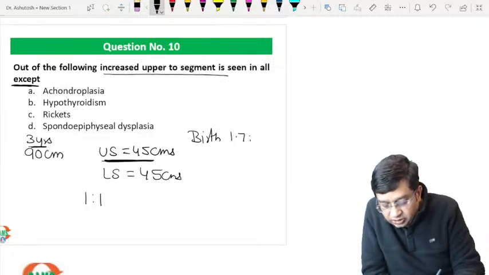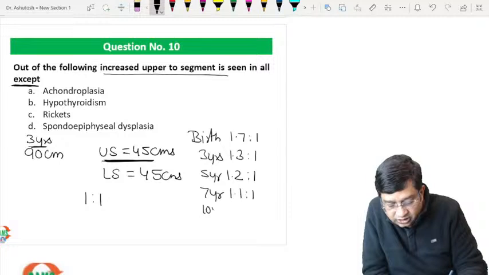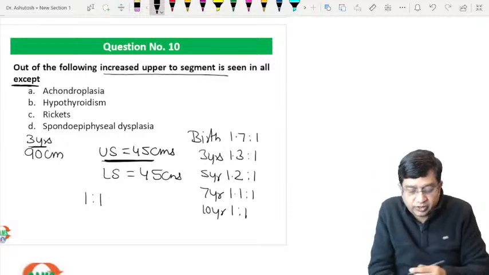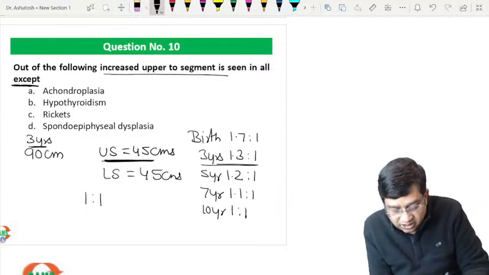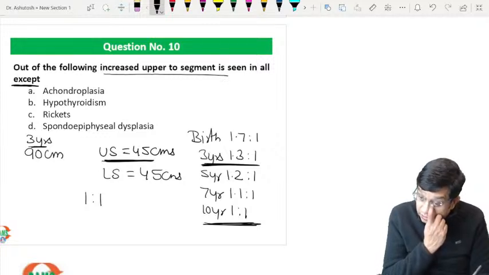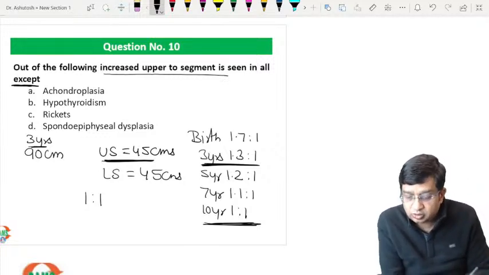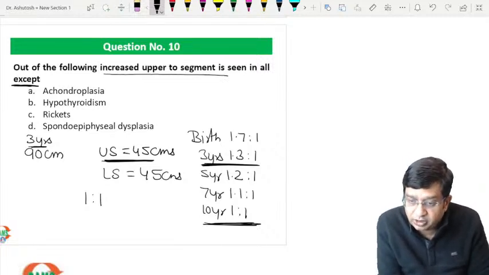बर्थ पे होता है 1.7:1. 3 years पे 1.3:1, 5 years पे 1.2:1, 7 years पे 1.1:1, 10 years पे 1:1. तो 3 years पे मिलना चाहिए था 1.3, राइट? एंड मिल गया हमें 1:1. अगर 1:1 है तो इसका मतलब लोअर सेगमेंट और अपर सेगमेंट दोनों बराबर हैं. सो दैट इज नॉट इन्फेंटाइल बॉडी प्रपोर्शन.